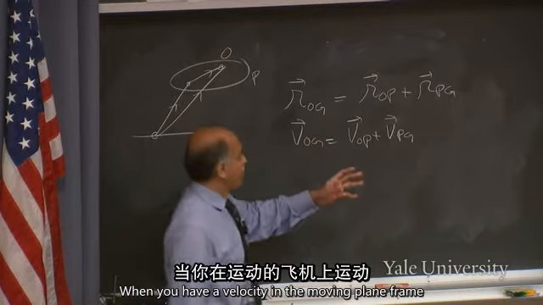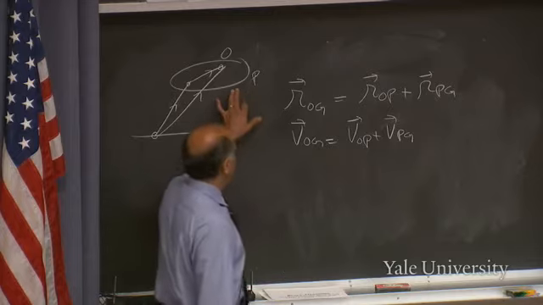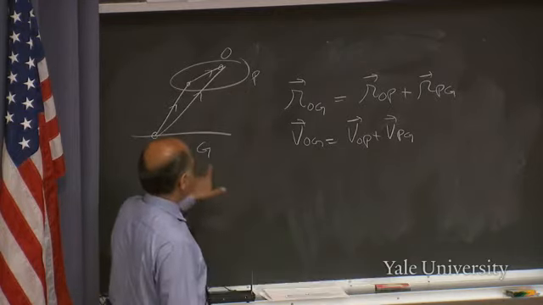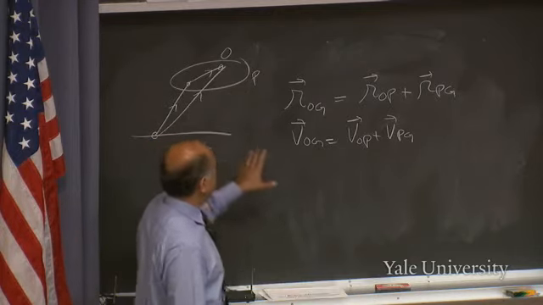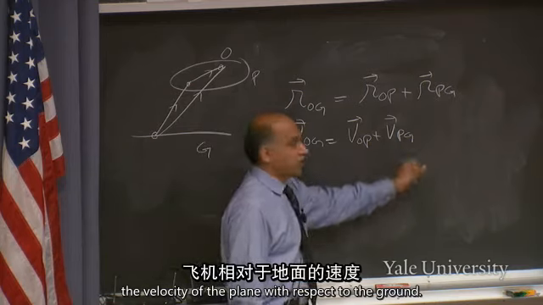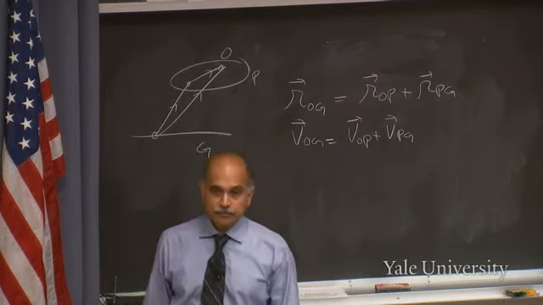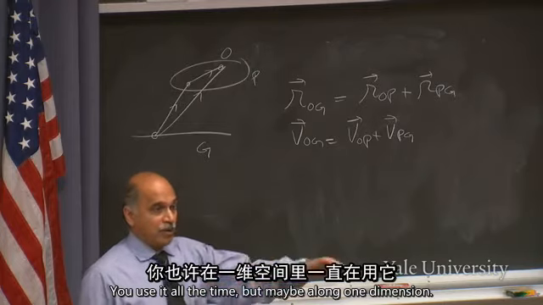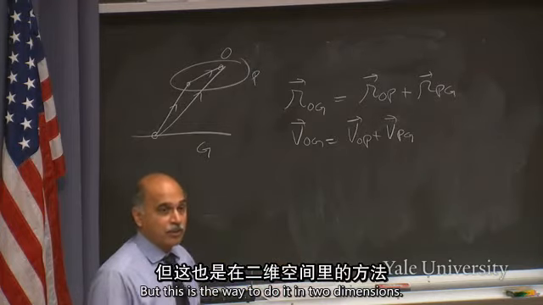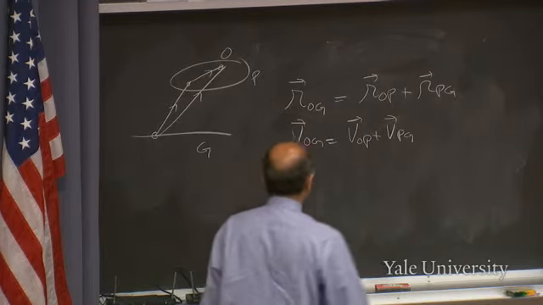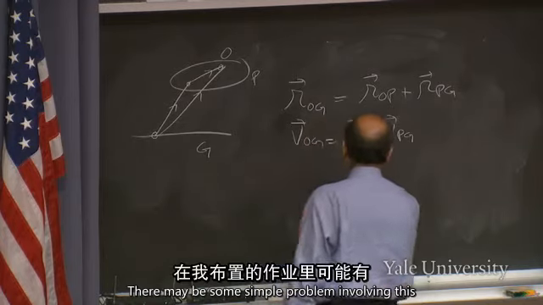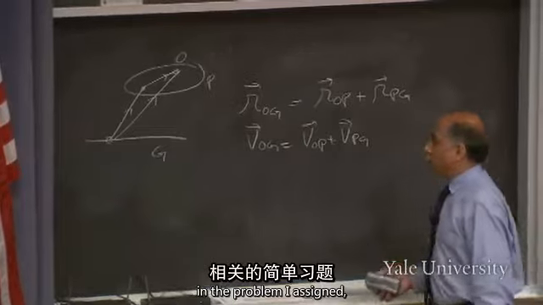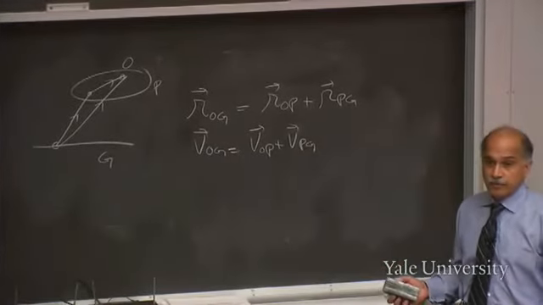So when you have a velocity in the moving plane frame and you want to find the velocity on the ground, you should add to every object in the plane the velocity of the plane with respect to the ground. That's intuitively clear. You use it all the time, but maybe along one dimension, but this is the way to do it in 2 dimensions. There may be some simple problem involving this in the problem assigned, so I'm just going over this.